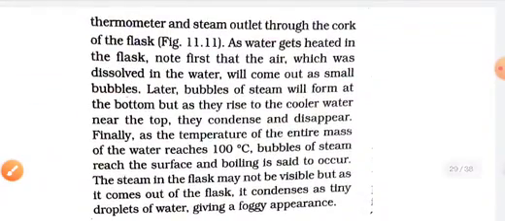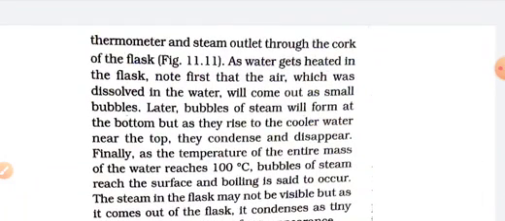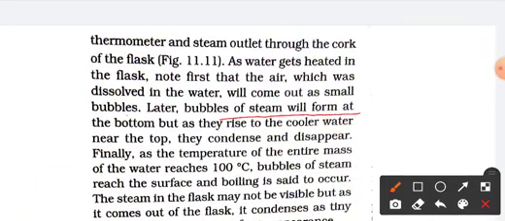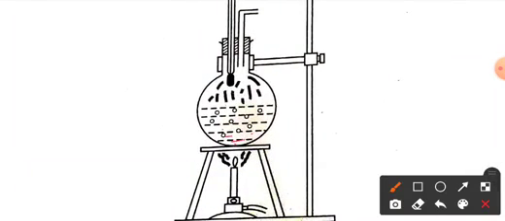As the water gets heated in the flask, note first that the air which was dissolved in the water will come out as small bubbles. Then later, bubbles of steam will form at the bottom, but as they rise to the cooler water near the top, they condense and disappear. Now what will happen? We have started heating from the bottom, so first, from the bottom layer, the bubbles of steam will form.